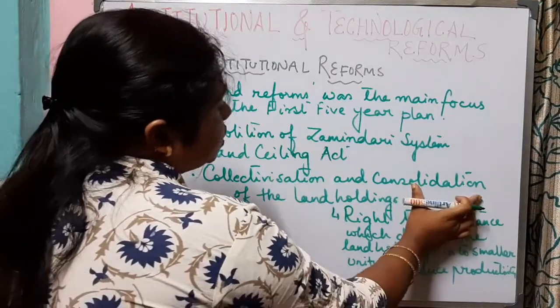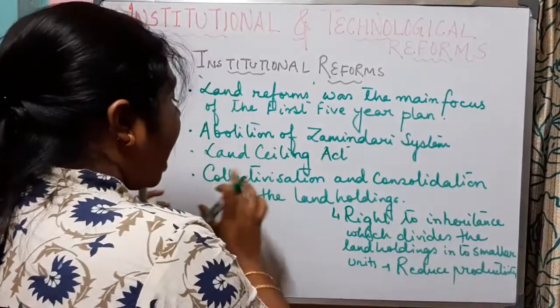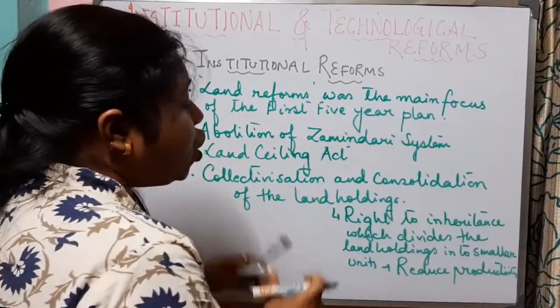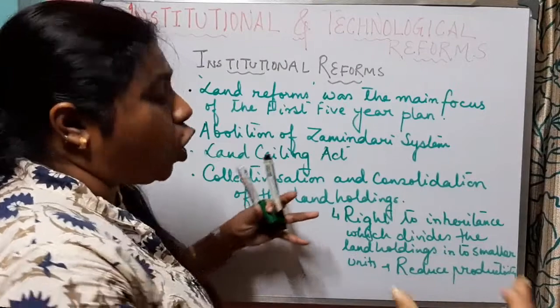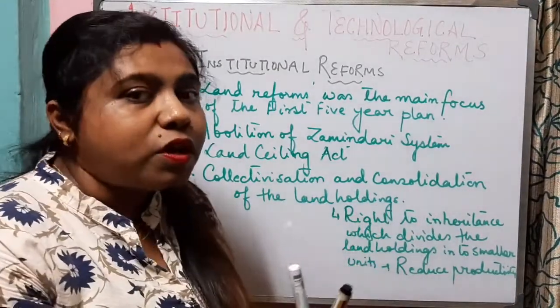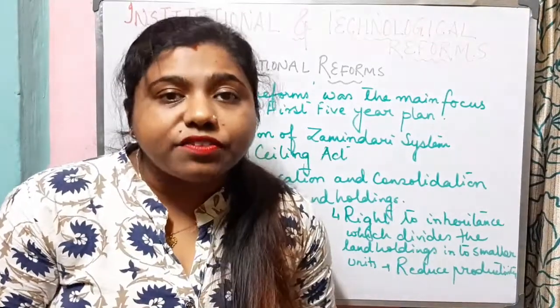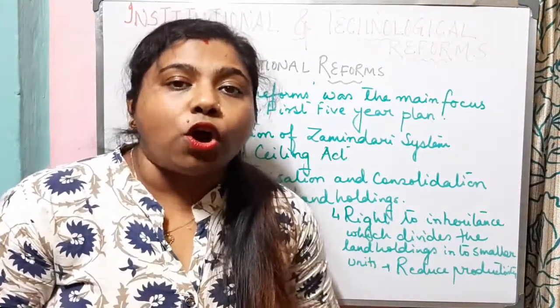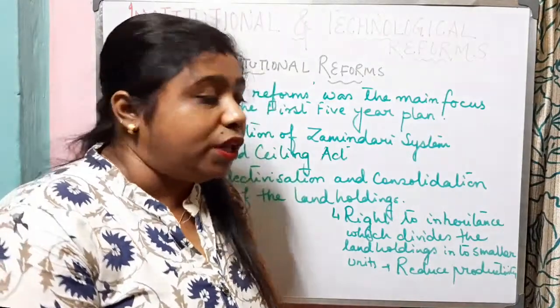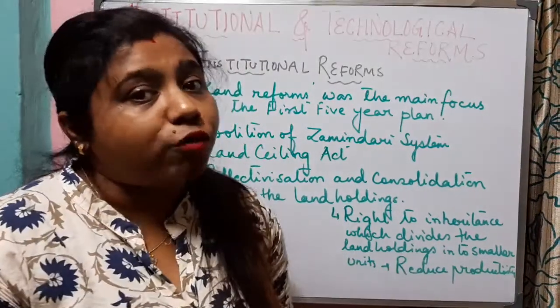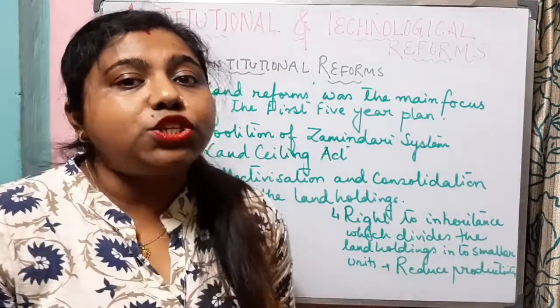So it was important to consolidate the land holdings and to introduce collectivization so that the lands should be consolidated and collectively the farmers can produce on a large plot of land, which will increase the productivity from a particular plot of land, which is not possible due to fragmentation of land as there is right to inheritance.